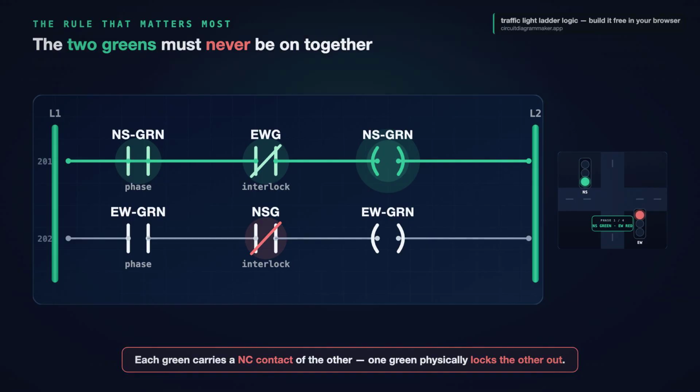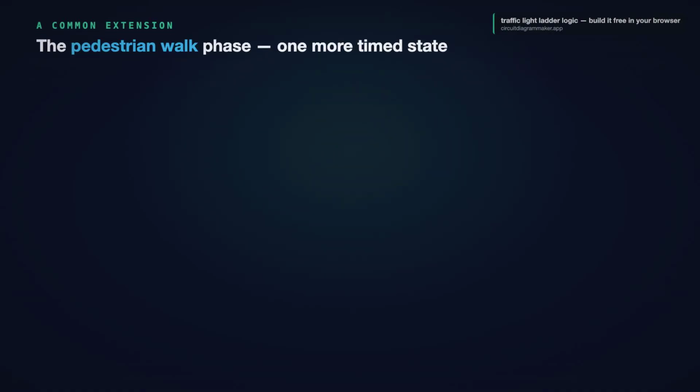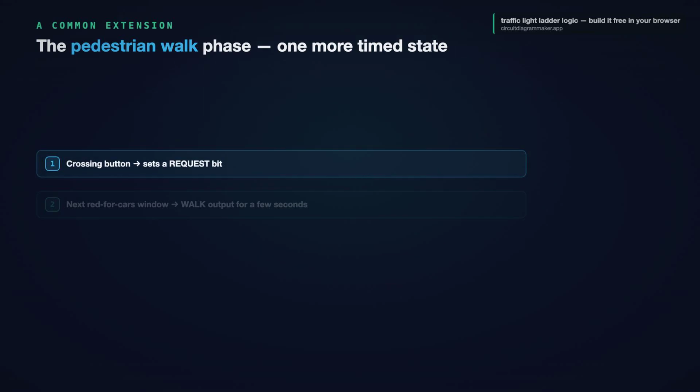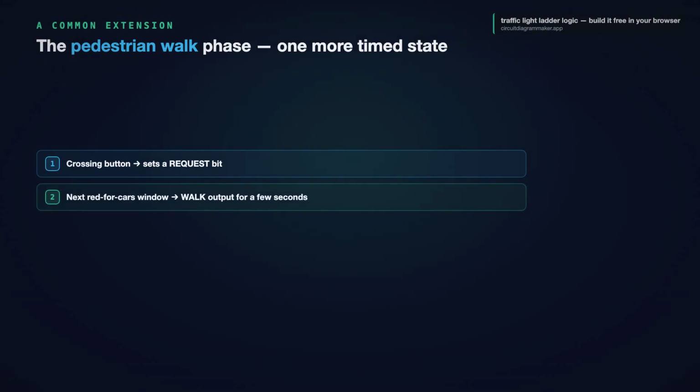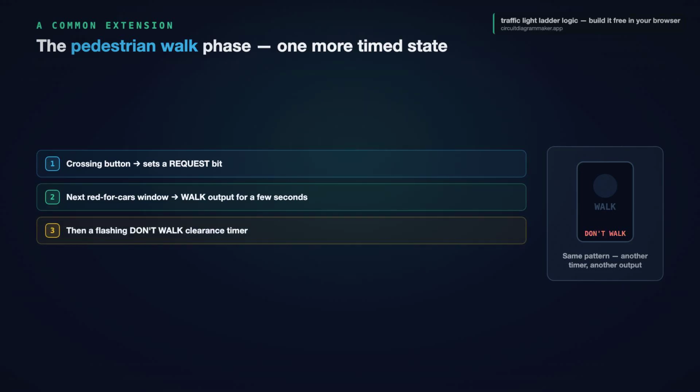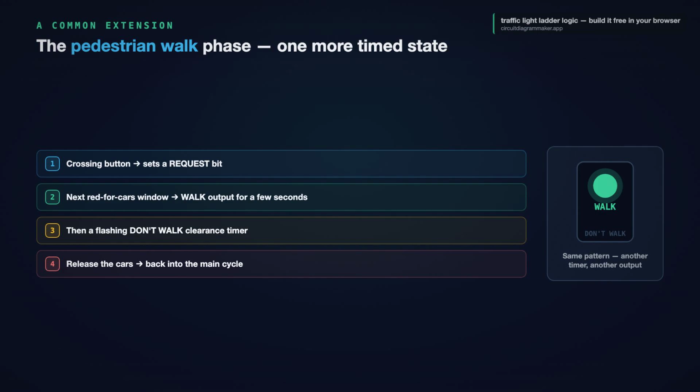One quick extension you will see everywhere, the pedestrian walk phase. A crossing button sets a request bit, and on the next red for cars window, we light a walk output for a few seconds, then a flashing don't walk before the program releases the cars again. It is just one more timed state slotted into the cycle. Another timer, another output, using the exact same pattern you've already built. Same tools, one more phase. That is the beauty of a timer chain. Extending it is just adding another link.